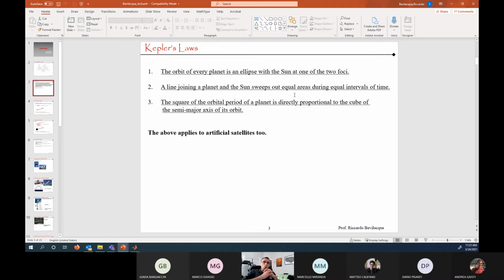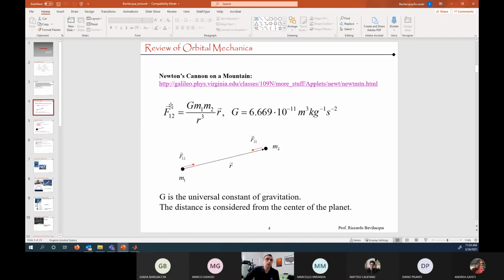And then the square of the orbital period on the trajectory that is closed of a planet is directly proportional to the cube of the semi-major axis of its orbit. An ellipse has a semi-major axis, a semi-minor axis. Now Kepler enunciated these laws for planets, but we know they are true also for artificial satellites around planets, like everything that we put in orbit around the Earth, which is what we care about.